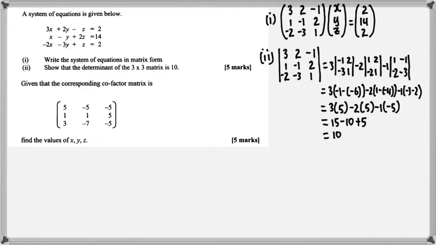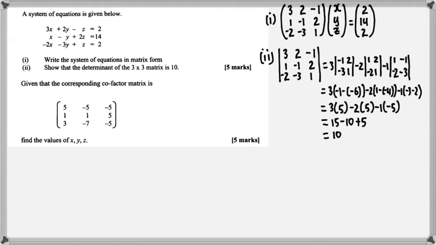Then this next part is asking us, or it says actually, given that the corresponding cofactor matrix is, so they give us a cofactor matrix, that's really nice. They're asking us to find the values of x, y, and z. What should come to mind immediately is that you need to find the inverse of the coefficient matrix. That's what you need to find, the inverse of that. And once you find the inverse of that, you can be able to find x, y, and z.